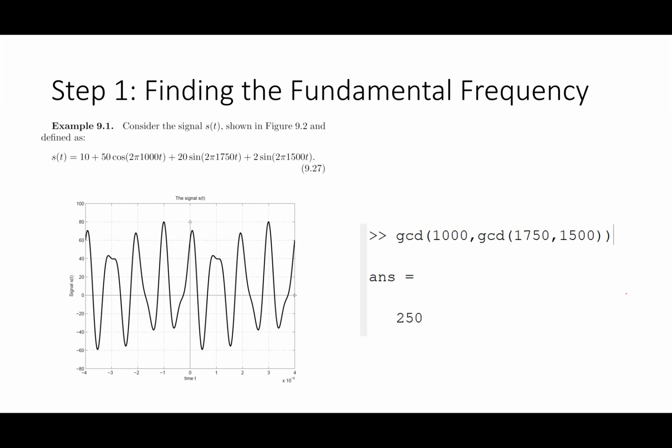What Philip did was the other way that you can look at this. Here's a MATLAB command, GCD. What is GCD? Greatest common divisor.